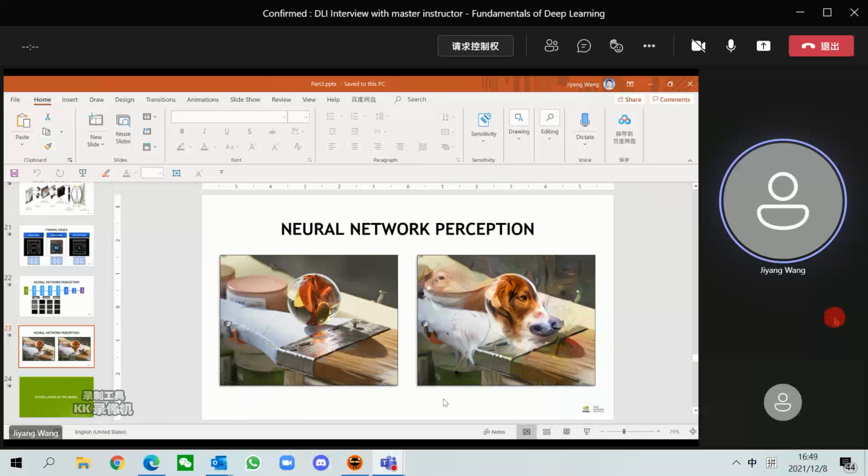Okay, and this project is called Deep Dream. Probably you can mention that to the students. Yep. Deep Dream created this very innovative way to visualize the features within a CNN model.